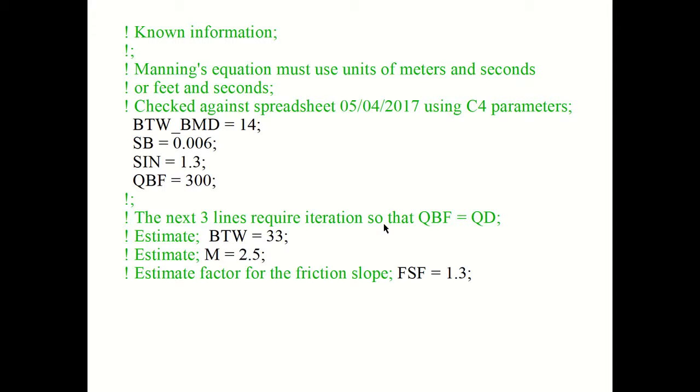So now the next three lines, we're going to estimate the bankful top width of the trapezoidal section. I'm going to select the side slope of 2.1 as my design parameter. And the friction slope of the Riffle I'm going to assume is 30% greater than the overall average water surface slope.